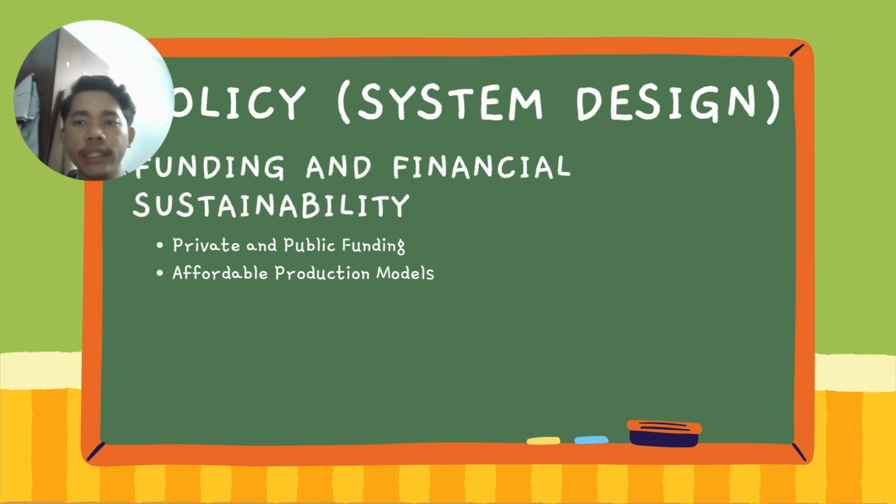For the last part of our policy, which is funding and financial sustainability. First we have private and public funding. This is divided into two. The first one is government initiative. Countries with strong inclusive education policies may provide direct funding or subsidies to make assistive technologies more affordable for public schools. The second one is crowdfunding and grants. Explore crowdfunding initiatives or apply for grants aimed at supporting projects that use technology to improve education for students with disabilities.